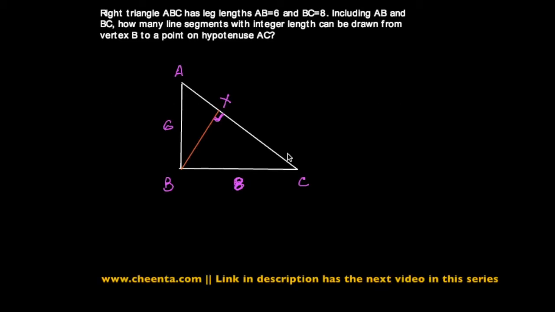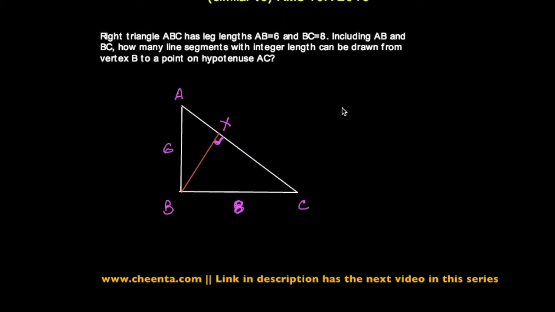So we dropped a perpendicular from B to AC, and we called it Bx, and we want to find out the length of Bx. There are a number of ways of doing this. For example, you can think of this side as t, then this is 10 minus t. So you can simply find t and then find Bx.